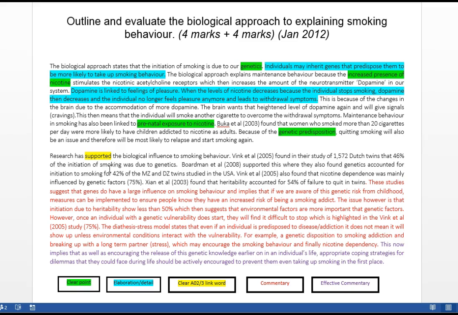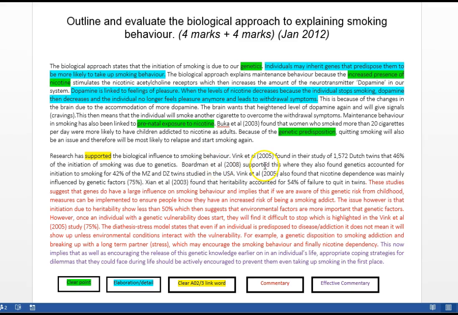So for example, I have decided to evaluate using studies, but I'm not just using studies, I'm now commenting on these studies. What do they mean? Yeah, so this is where I'm going to get my effective stuff. So research has supported, again, use keywords like supported, suggest, etc. This is what I call a clear AO2/3 link word. Okay, it supported a biological influence to smoking behavior.